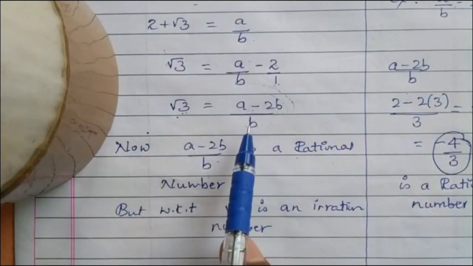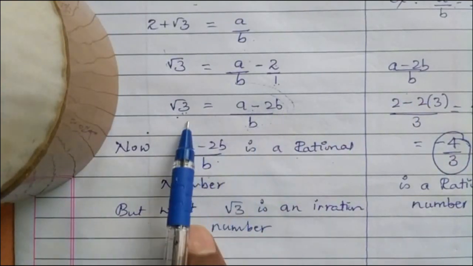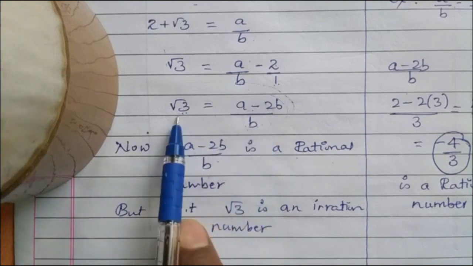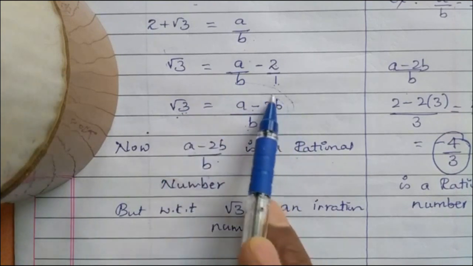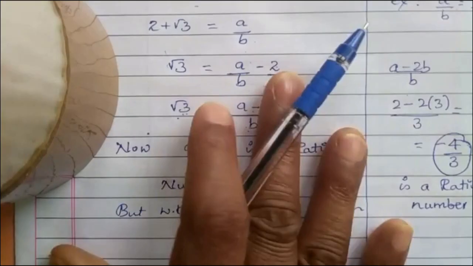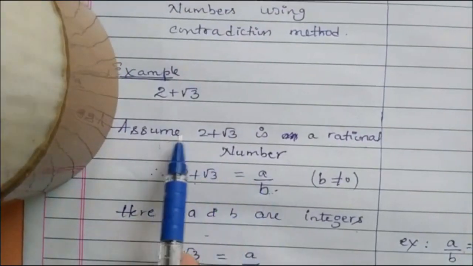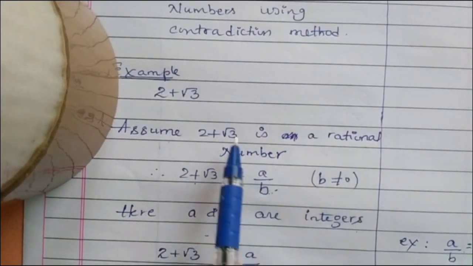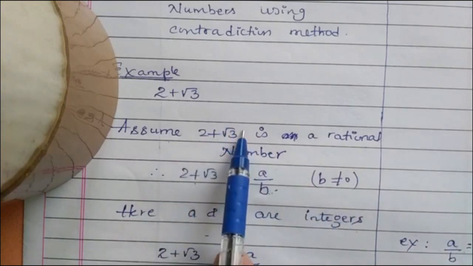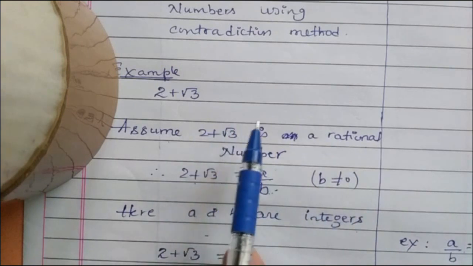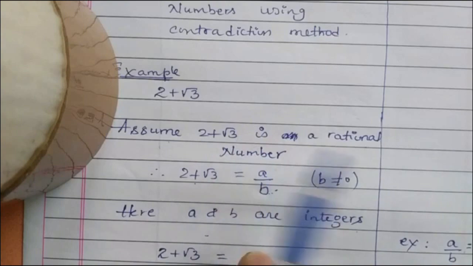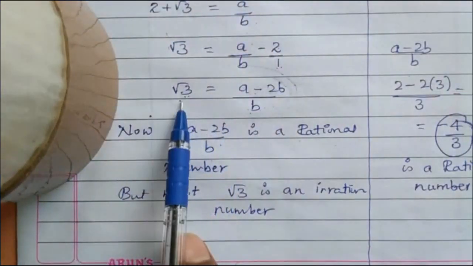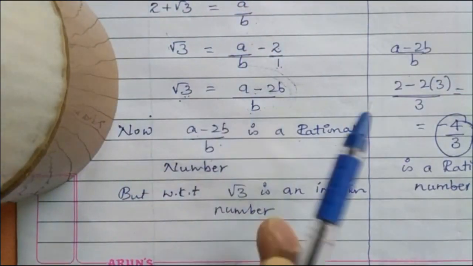So root 3 is an irrational number, and (a minus 2b) divided by b is a rational number. An irrational number equal to a rational number? How come? This leads to a contradiction. It is because we assumed 2 plus root 3 is a rational number, though 2 plus root 3 is an irrational number. That leads to an irrational number being equal to a rational number.